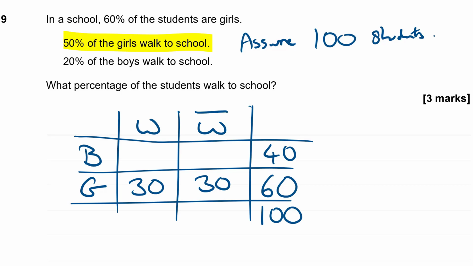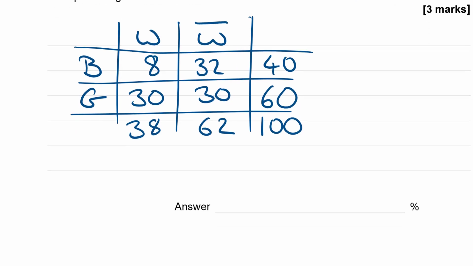Okay, and then for the boys, 20% of the boys walk to school. So we decided there were 40 boys. 10% of 40 is 4, so 20% is 8. So we're going to have an 8 there. So that makes this one 32. Okay, so adding up along the columns now, I know that 38 out of 100 walk and 62 out of 100 don't walk. So what percentage of students walk to school? It's going to be 38 out of 100 or 38%.